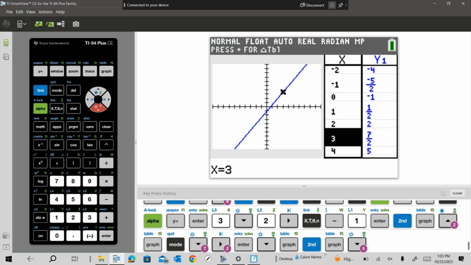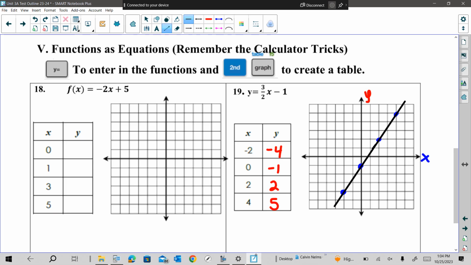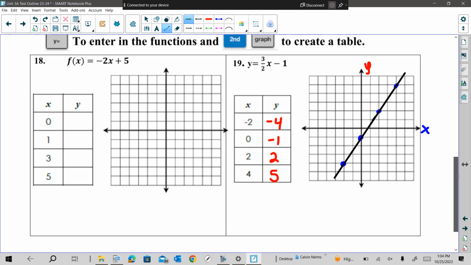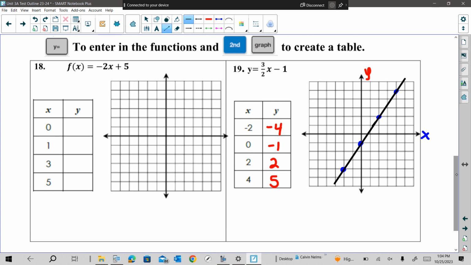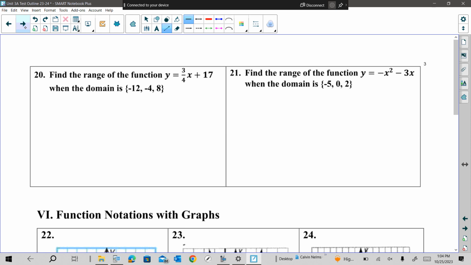Okay. All right. So if you haven't done so, please finish 18, because I know some of you don't have the graphing calculator, even though there's also a free app version on your phone. Okay. And then we're going to go to the next section. Or not the next section, next problem.